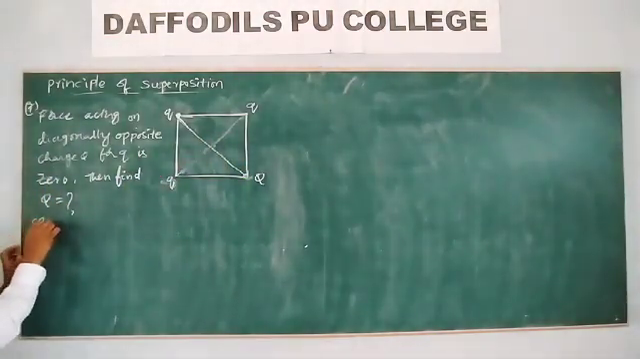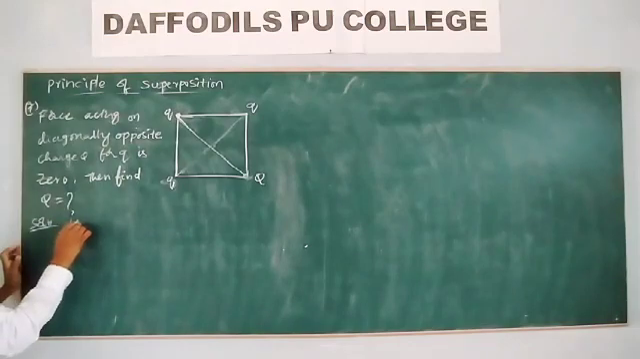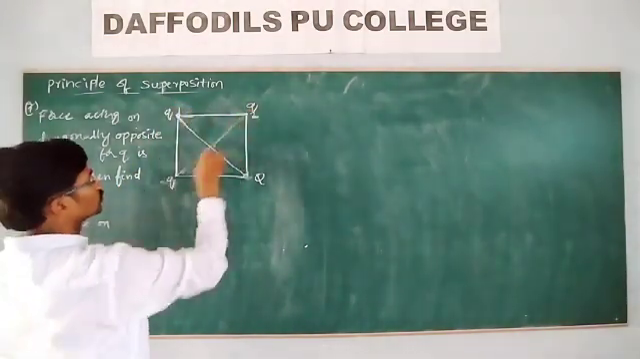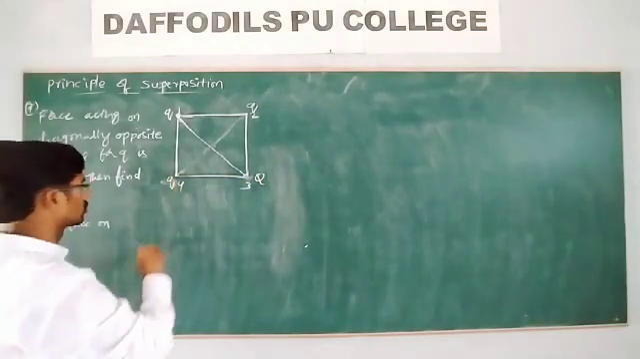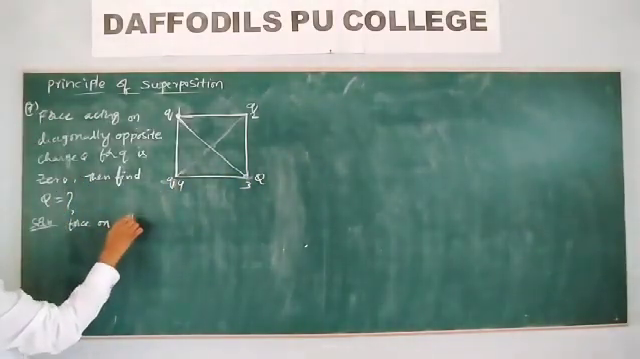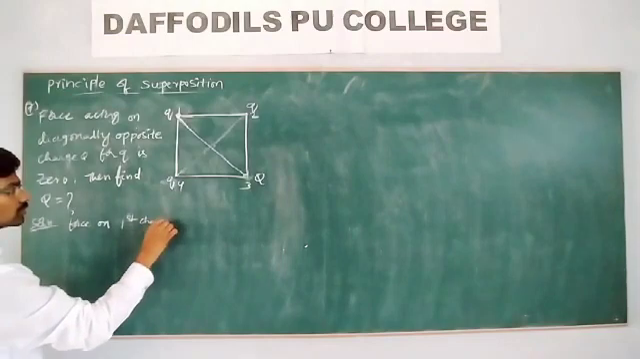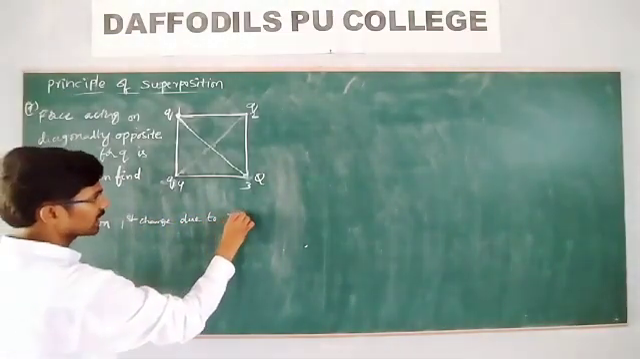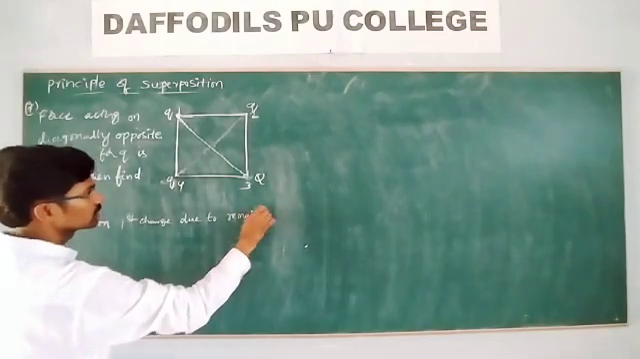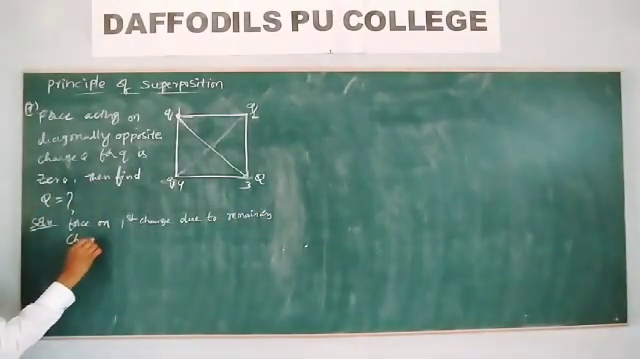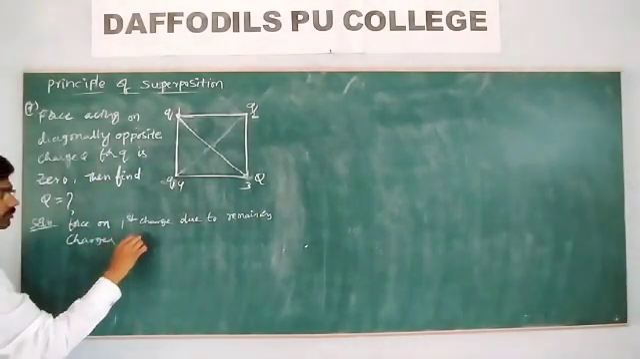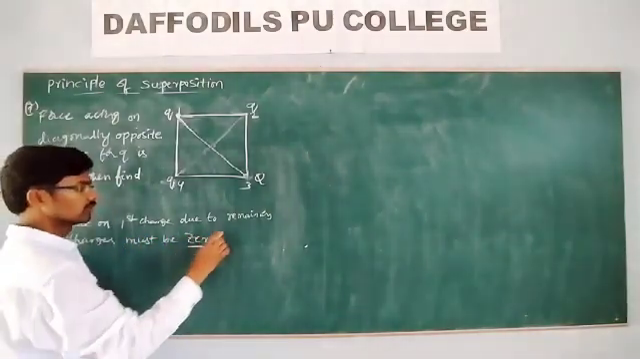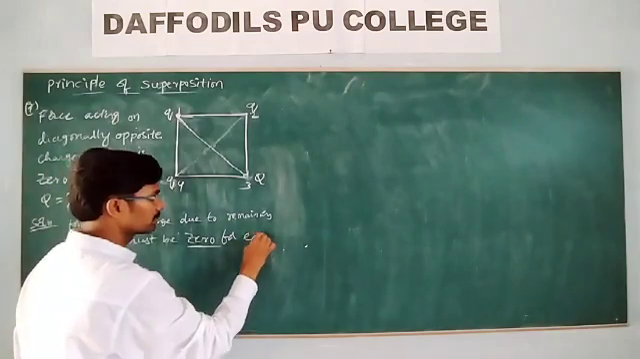So for the system to be in equilibrium, take charges 1, 2, 3, 4. The force on the first charge due to the remaining charges must be 0 for equilibrium.